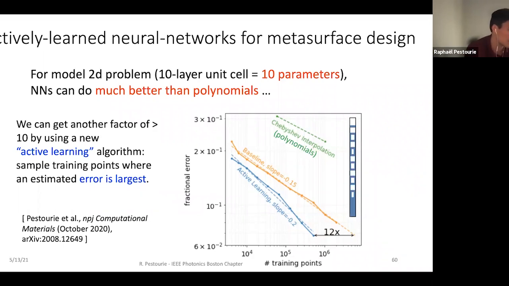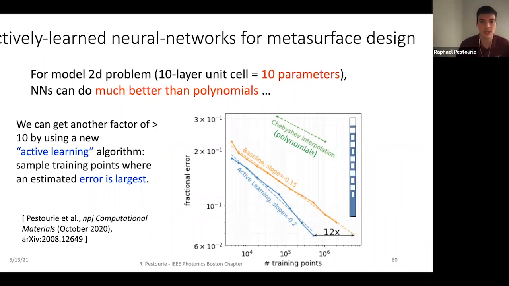And what you really want is to be able to exploit, to really do your optimization and use your surrogate model millions of times. So, for example, for this problem, which had 10 really independent parameters in the unit cell, we managed, for a given accuracy, to reduce the need for training points by an order of magnitude compared to choosing points at random. So we're quite happy with that.